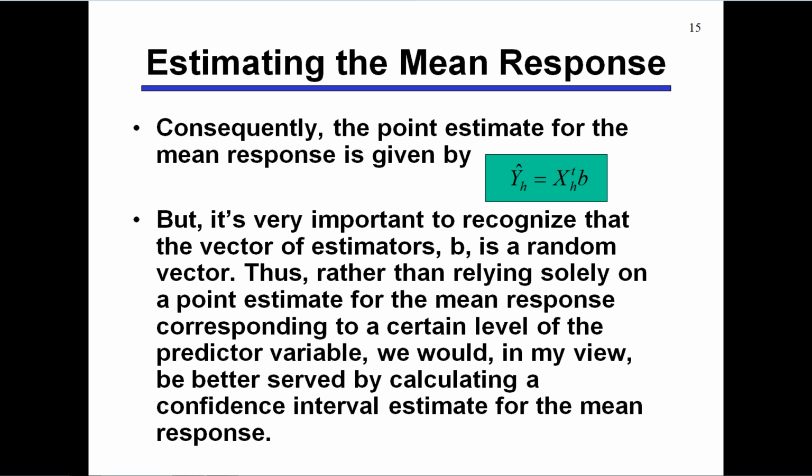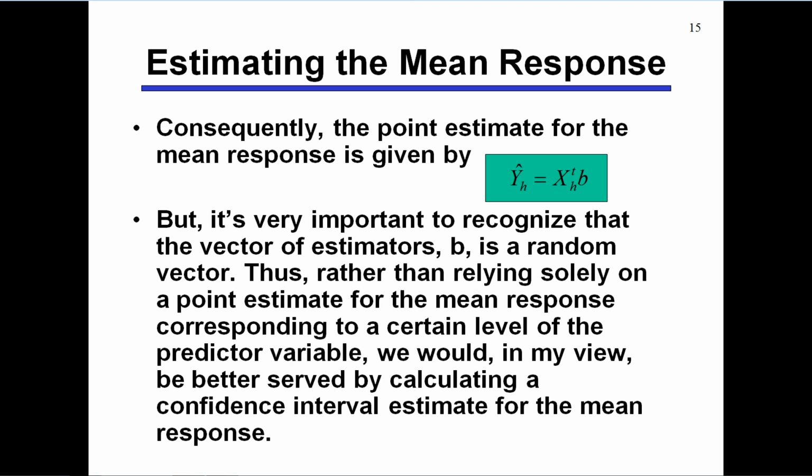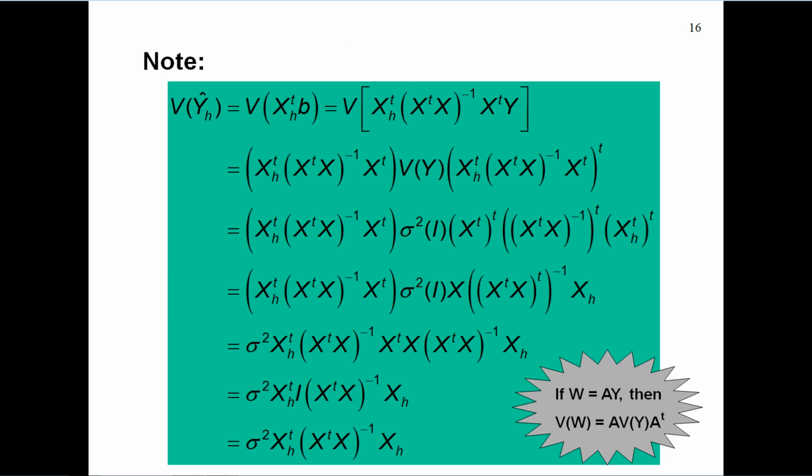I think it's critically important for you to understand that these point estimators and the point estimates that we derive using them are subject to variability. And because of that, I'm a huge fan of confidence interval estimates. In order to generate a confidence interval estimate for the mean response, we have to find the variance of that point estimate y sub h hat, which can be written as x sub h transpose times b.